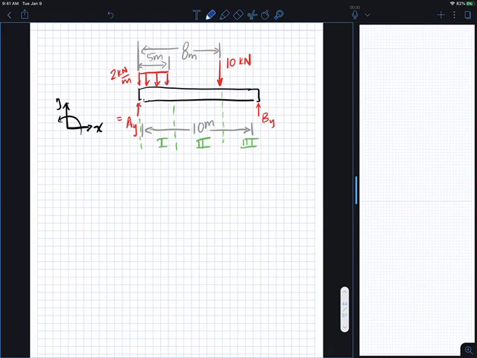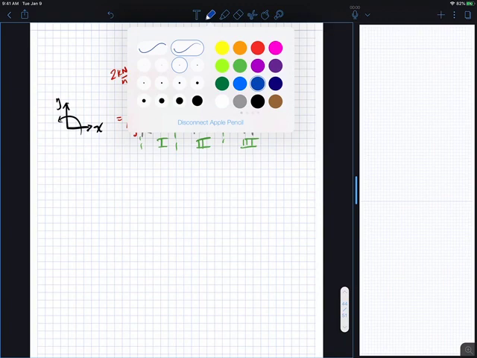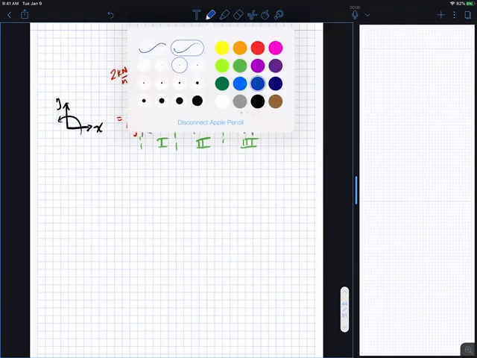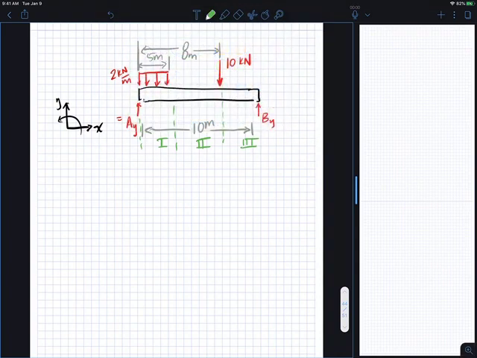So obviously not drawn perfectly to scale. And so what would we do to find AY and BY? You would draw a free body diagram of the whole thing and then solve for AY and BY. And it turns out that BY is 10.5 kilonewtons and AY is equal to 9.5 kilonewtons. So hopefully that's clear for everybody.